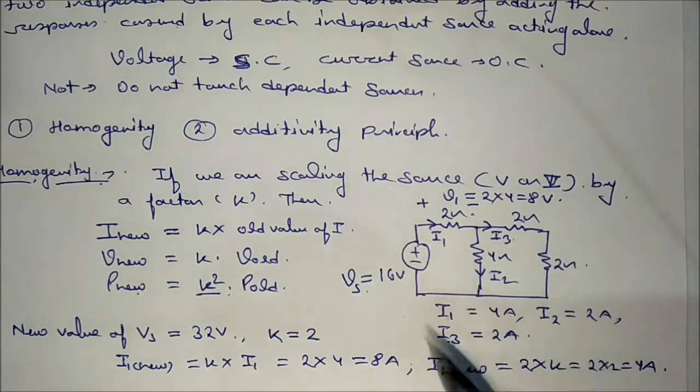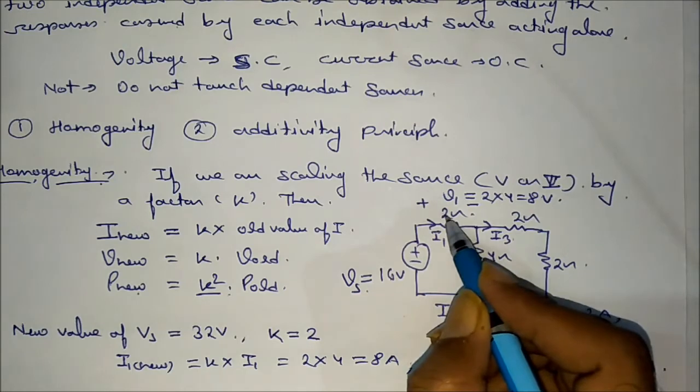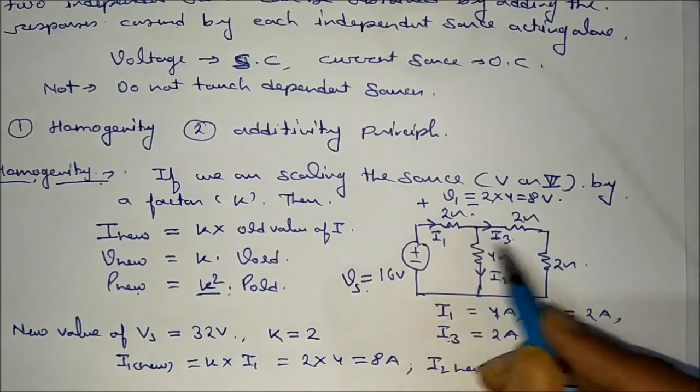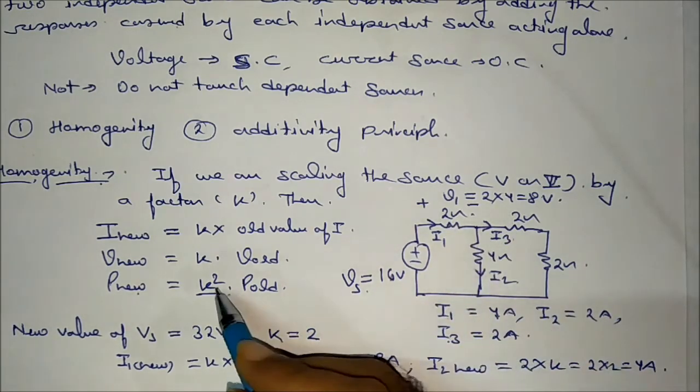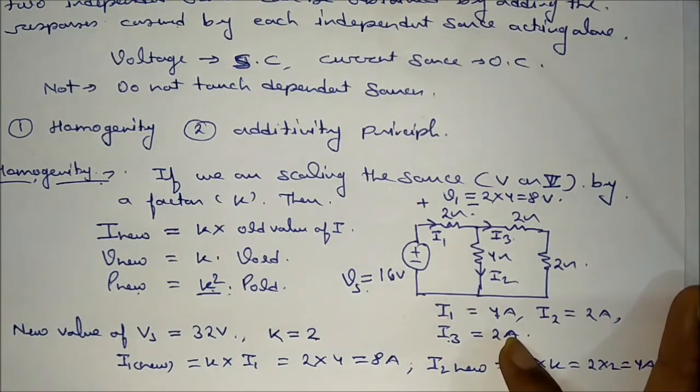If you want to calculate the power in this, then initially what was the power? I square into R, that is I square is 4 square, that is 16 into 2, 32 watt. Now the new value will be 32 watt into k square. K is how much? That is 2. This is the meaning of scale. So don't get confused with this homogeneity principle.